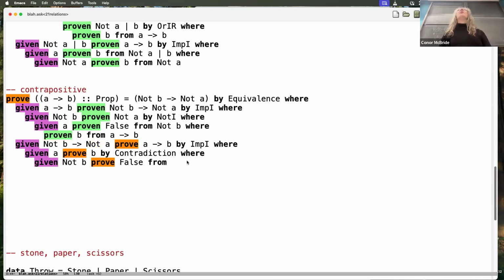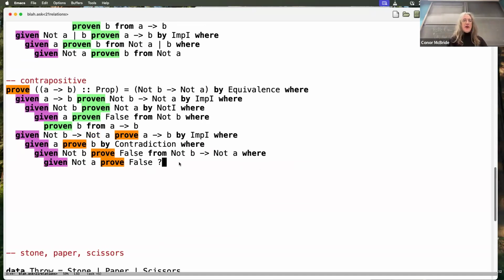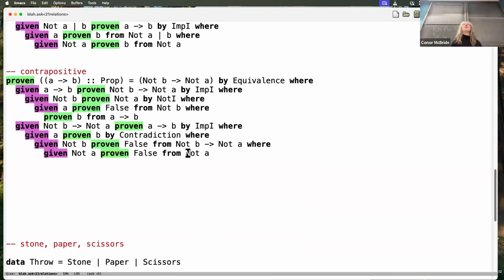Because I certainly got not B, so now I can get my hands on not A. And I'd quite like to get my hands on not A, given that I already have my hands on A. I can blow up the world. Right. Given not A, prove false. From not A. Bam.